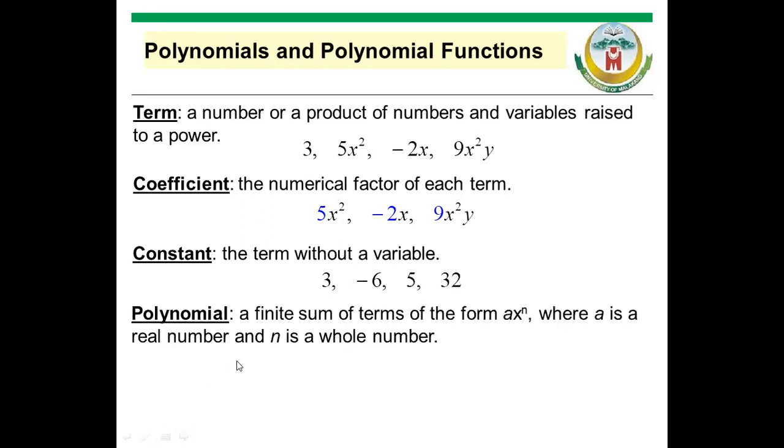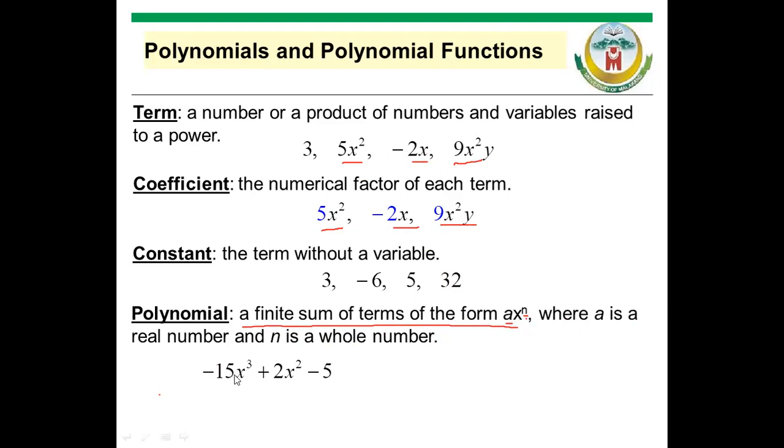Okay. Now, what is a polynomial? A polynomial is a finite sum of terms of the form AXN. Okay, so this is an important definition. A finite sum of terms of the form AXN, where A is a real number and N is a whole number. And it is a finite sum of terms. So this is one term, this is another term, and so on. So a polynomial is a sum of terms.